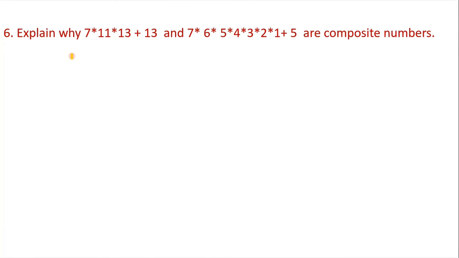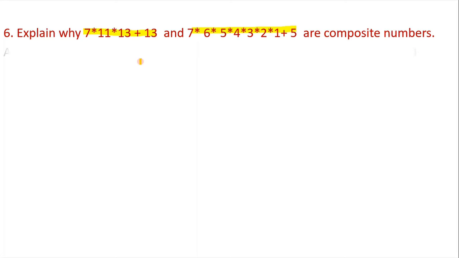Sixth problem. Explain why 7 into 11 into 13 plus 13 and 7 into 6 into 5 into 4 into 3 into 2 into 1 plus 5 are composite numbers. They are asking why these two numbers are composite numbers. A number is said to be composite if it has factors other than 1 and itself. To find whether these two numbers are composite, we first have to solve them.